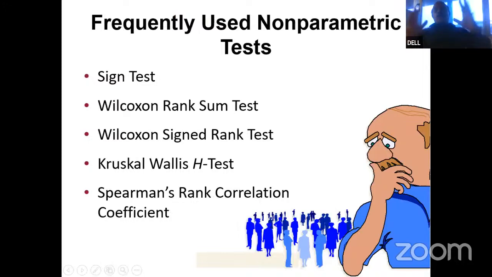So far we observed all parametric tests, and now we have to observe the non-parametric tests. Usually in life sciences, these non-parametric tests are used. One is the sign test, another is Wilcoxon's rank sum test, Wilcoxon signed rank test, Kruskal-Wallis test, and Spearman's rank correlation coefficient test.